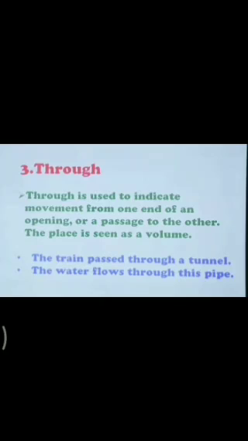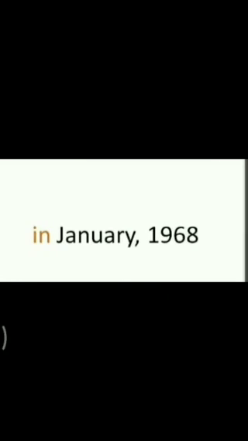Through. Through is used to indicate movement from one end of an opening or a passage to the other. The place is seen as a volume. For example, the train passed through a tunnel. The train passed through a tunnel shows that a train has started from one end of an opening and has come to the other end. In the second example, the water flows through this pipe. So through is used here as a preposition.